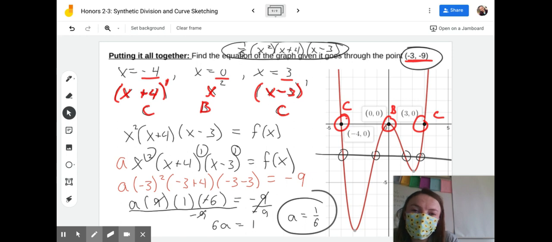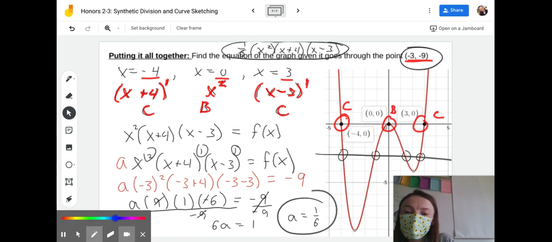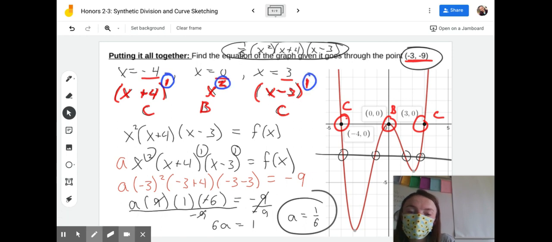For x squared, I'm going to raise it to the 2 because that's even, so it bounces. And x minus 3 is odd. So really all I want to check now is make sure my end behavior is correct. My end behavior is determined by taking all of the exponents and adding them together to see what the highest exponent would be if I multiplied them all together.